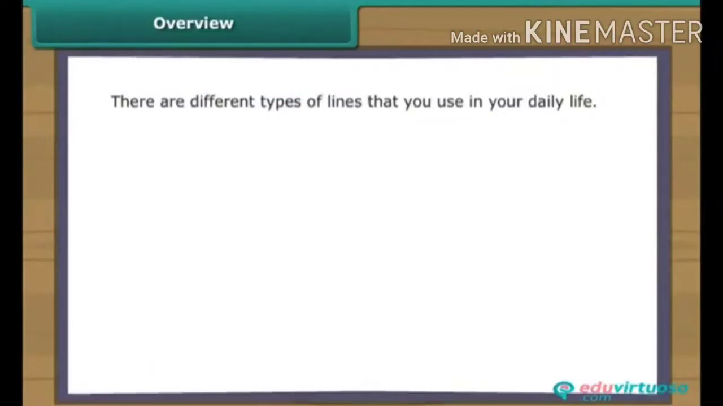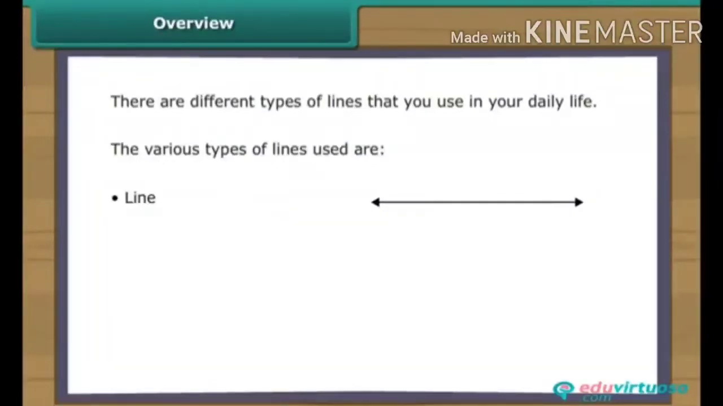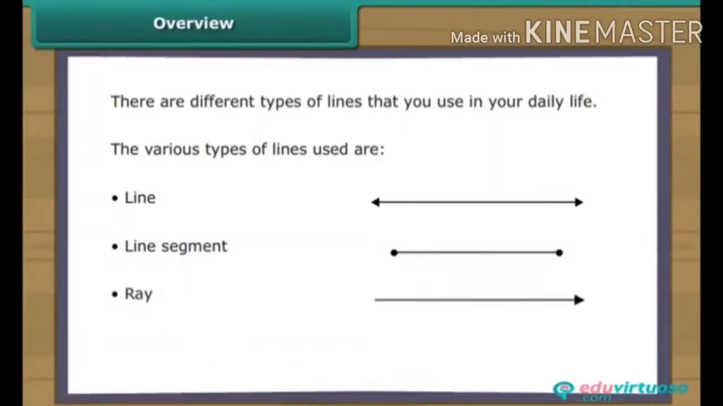Different types of lines are used when you create a simple picture. You can create a simple house, a sun, and so on, and you use simple lines to denote these pictures. Let us look at the various types of lines used. Line: a line has no beginning and no end. You can stretch a line infinitely in both directions. Line segment: a line segment has a beginning and an end. Ray: a ray has a starting point but no end.